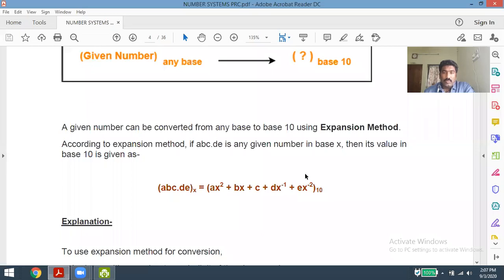This is a simple formula, a simple mechanism. Just try to remember. Let the digits, let the values be ABC point DE, that is ABC.DE, with a base, any base. Let it be any base.